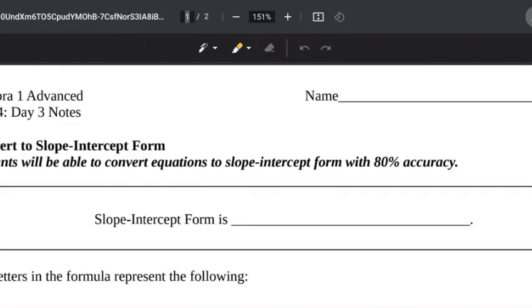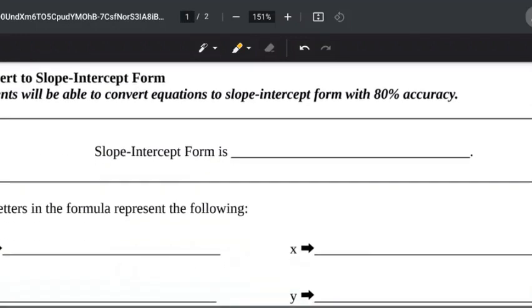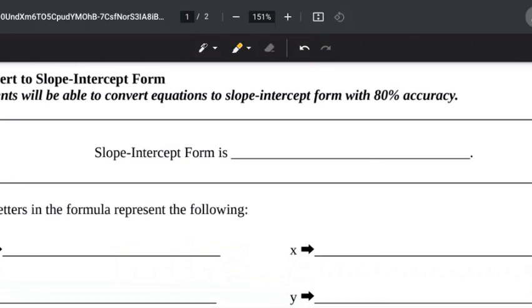Today's focus is going to be on converting to slope-intercept form, and our goal is that students will be able to convert equations to slope-intercept form with 80% accuracy. So, slope-intercept form is y equals mx plus b.